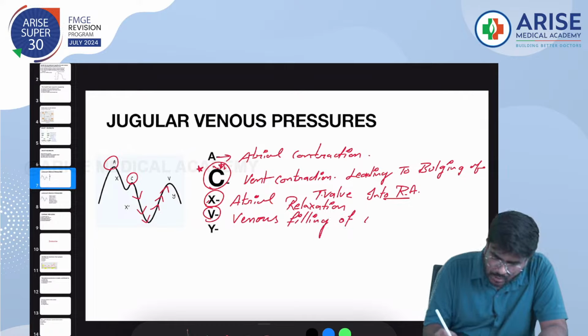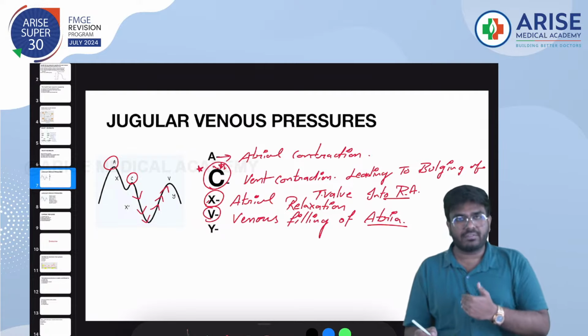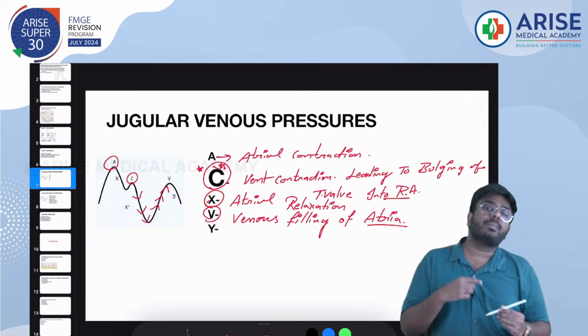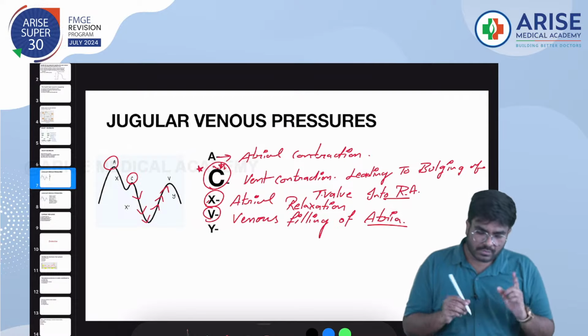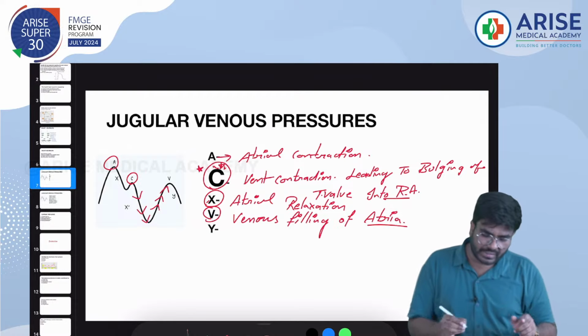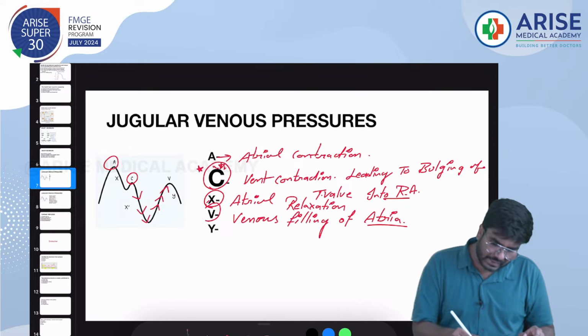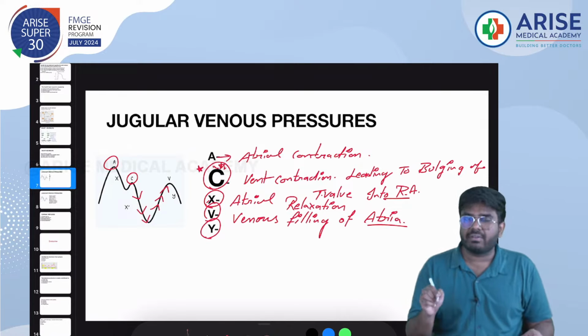Venous filling of atria. When the atria are filling with venous blood, especially when the right atrium is getting filled with venous blood, automatically the pressure in the internal jugular vein also increases. So the V wave is seen during the venous filling of the atria. And the Y wave. What is that Y?